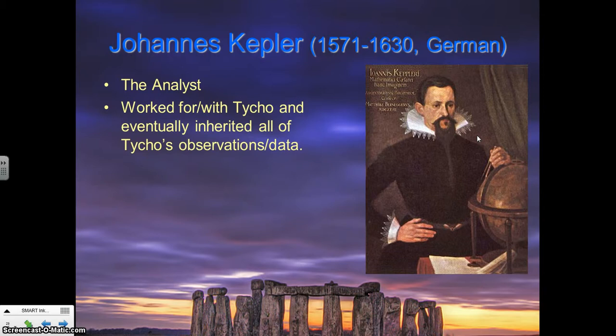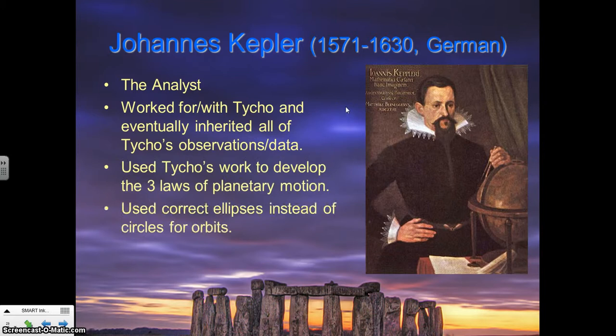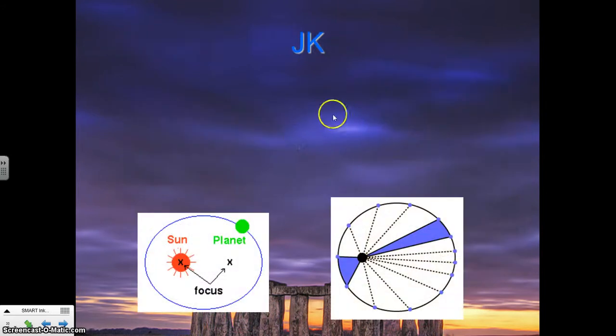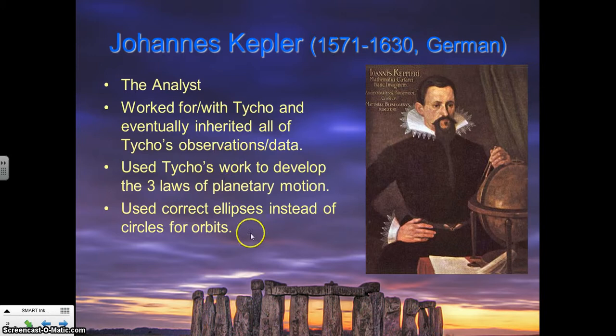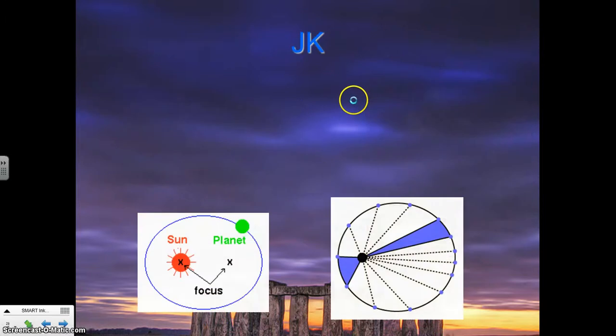Eventually, after Tycho Brahe died, and the story of Tycho Brahe's death is very odd, you can read that on your own if you're curious, Johannes Kepler used all of Tycho Brahe's data, specifically on Mars, to figure out the laws and motions of the planets. And so he came up with 3 laws of planetary motion. He used the correct shape, which was elliptical shapes instead of circles.